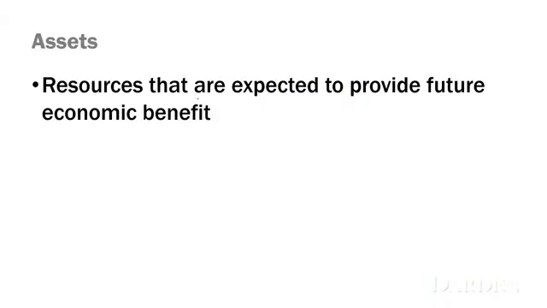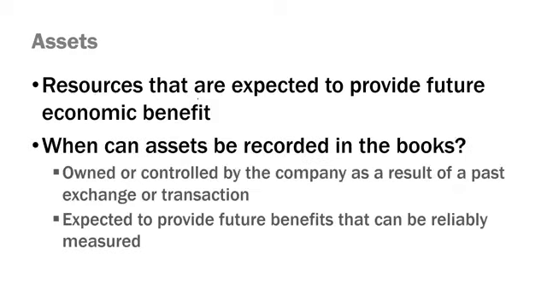Let's talk about the asset section of the balance sheet. Again, assets are resources that are expected to provide future economic benefit. So when can a company record assets in its books? Well, the item has to meet two criteria to be recordable as an asset in the books. First, it must be owned or controlled by the company as a result of a past exchange or transaction. And then second, it has to be expected to provide future benefits that can be reasonably or reliably measured.